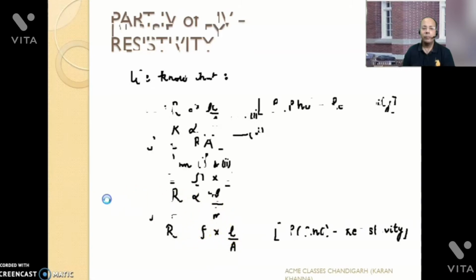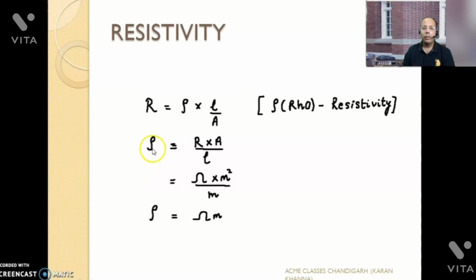In other words, rho is equal to resistance into A upon L, where resistivity is a constant. Please understand, instead of proportionality, we had to put in equality, and because we wanted to put equality, we put in a constant.